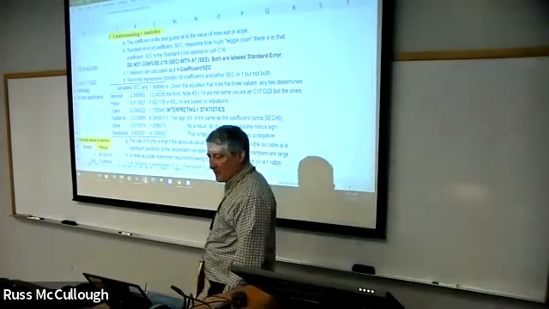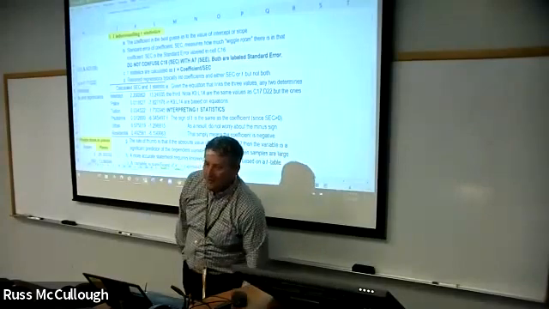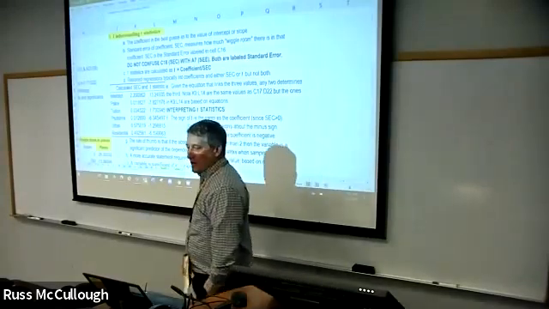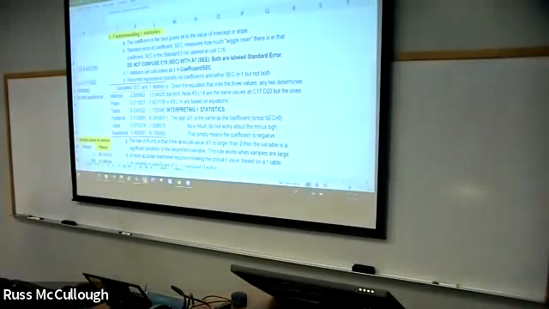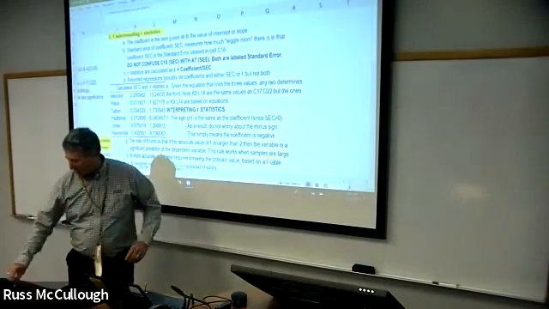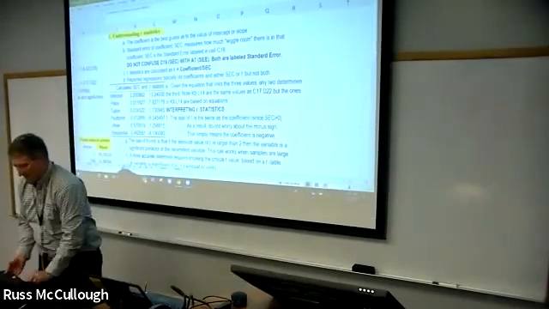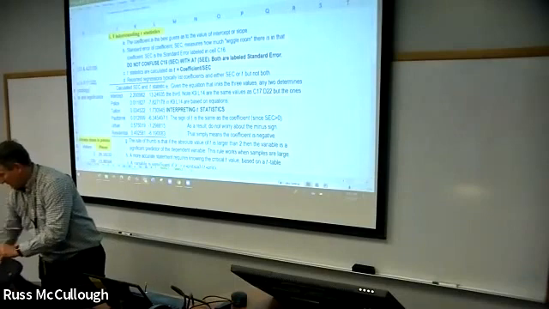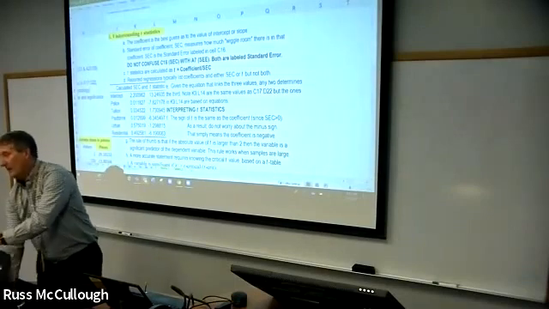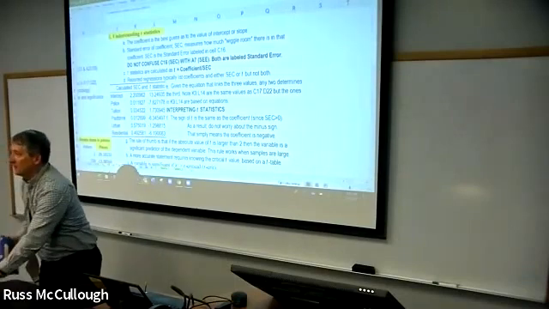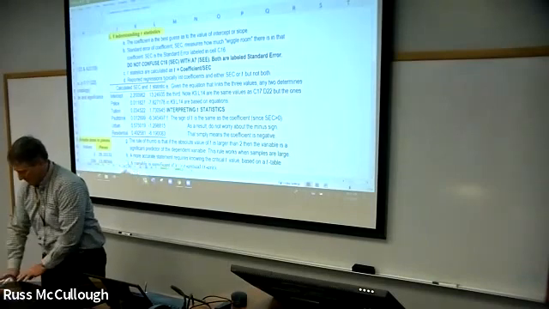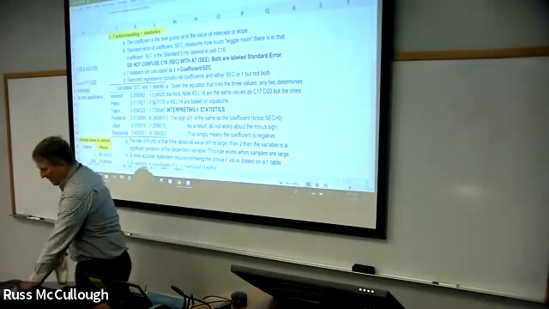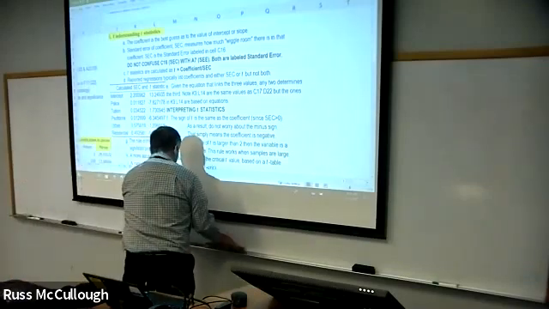Part A: the coefficient is the best guess as to the value of the intercept or slope. What does coefficient mean? In our layouts, I grabbed my markers and we did it. What is a coefficient versus a variable? Tell me what a variable is versus a coefficient. It's good to have that terminology.